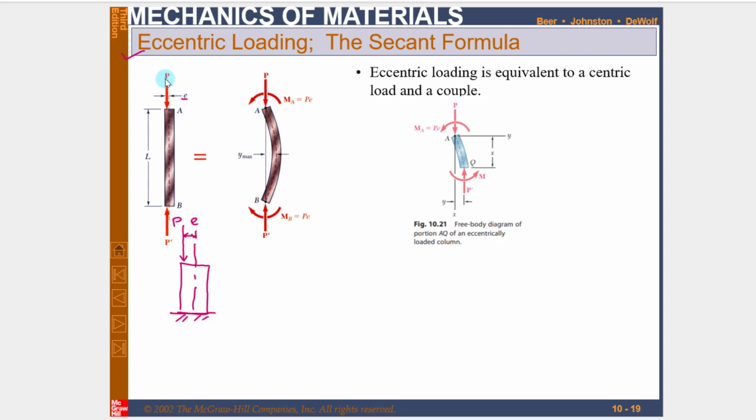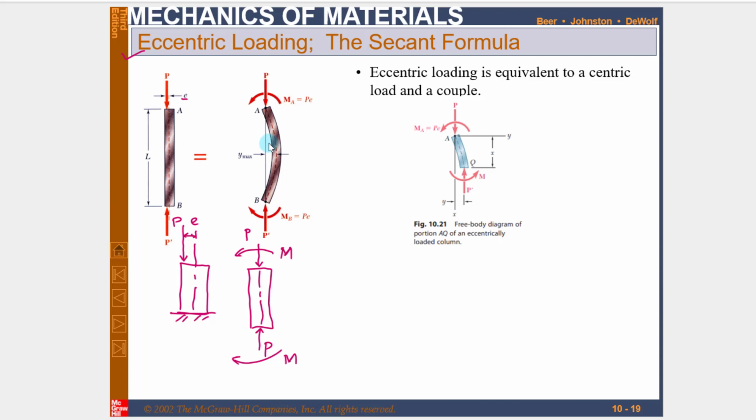If you want to move this load P to the centric position, that is, replace this eccentric load with an axial load at the center, then due to P into E, a couple will be produced, and let this couple be M. The column may buckle, but due to this eccentric loading there will be a couple, and due to this couple there will be bending as well.